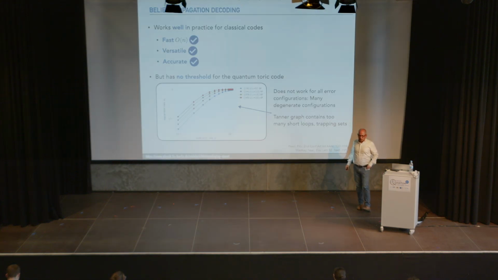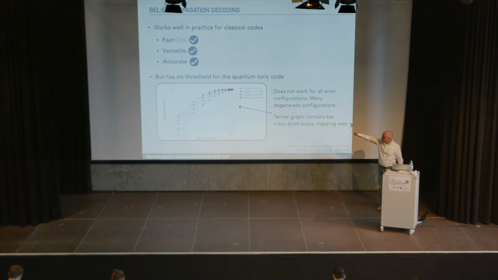This has also been, of course, used for quantum error correction. Now, it has no threshold for the quantum toric code, unfortunately. This is because it does not work for all error configurations, and there are many degenerate configurations, so the whole thing gets stuck along the way. Another way of saying it is the Tanner graph contains many short loops, which is not so good, and then belief propagation will get stuck in so-called trapping sets, and you will not get out.